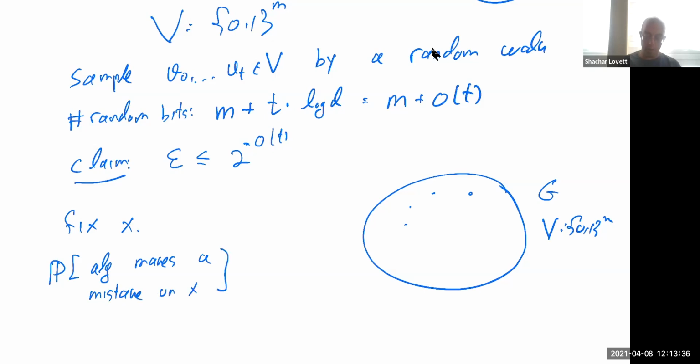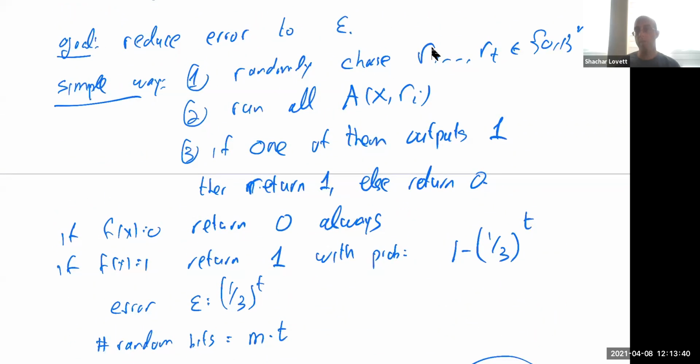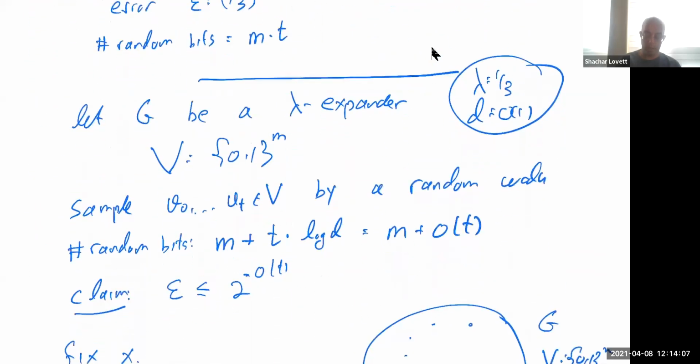So what's the algorithm? Well, it's exactly the same algorithm as before. You run exactly this simple algorithm. The only difference is that we don't generate these random strings independently, uniformly. We choose the first one randomly and all the rest by a random walk. But then it's exactly the same algorithm. If one of them outputs 1, we output 1. Otherwise, we output 0. So I won't write it again. What's the analysis? This was the analysis from before, and then we can just repeat it.